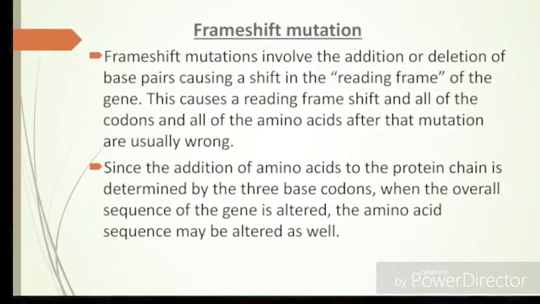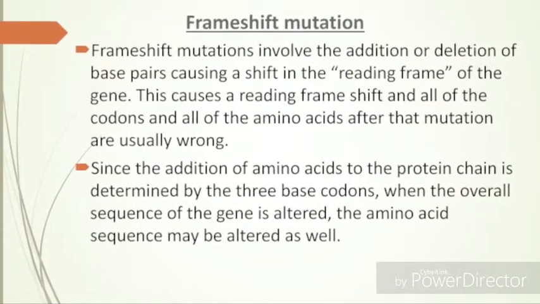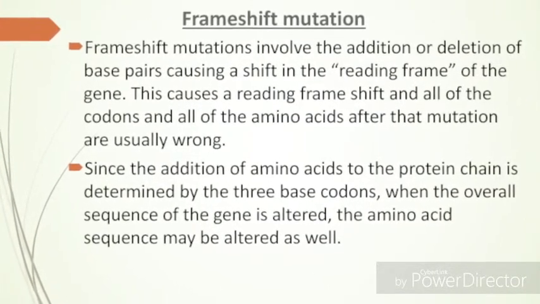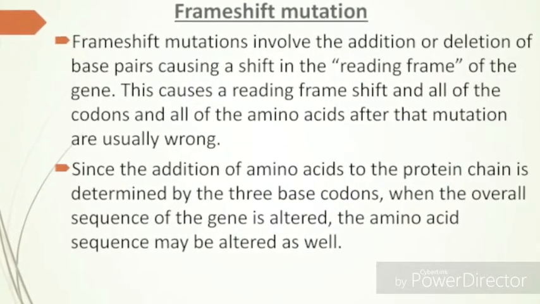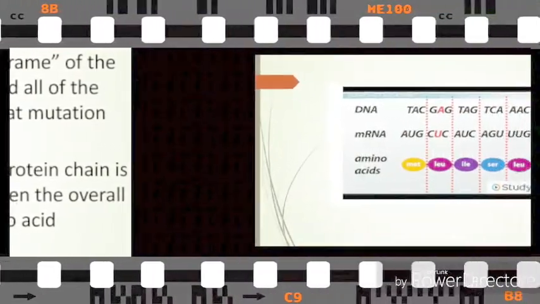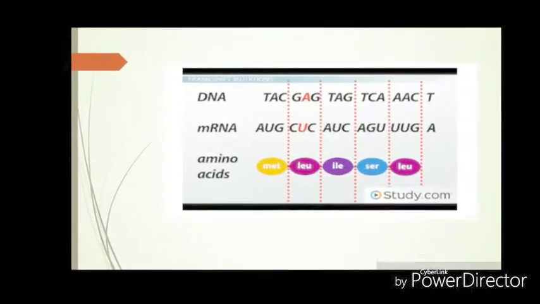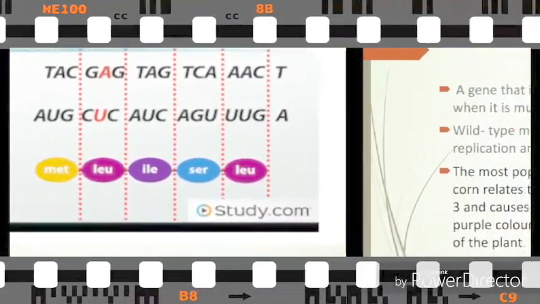Example: this is the original DNA strand. We'll make an insertion of an adenine base between the Gs. Also, below is the resulting mRNA strand, and here's the resulting polypeptide: methionine, leucine, isoleucine, serine, and another leucine. If this kind of mutation happened, then it would turn out very strange. It would be incorrectly synthesized due to a serious defect in the amino acid chain.